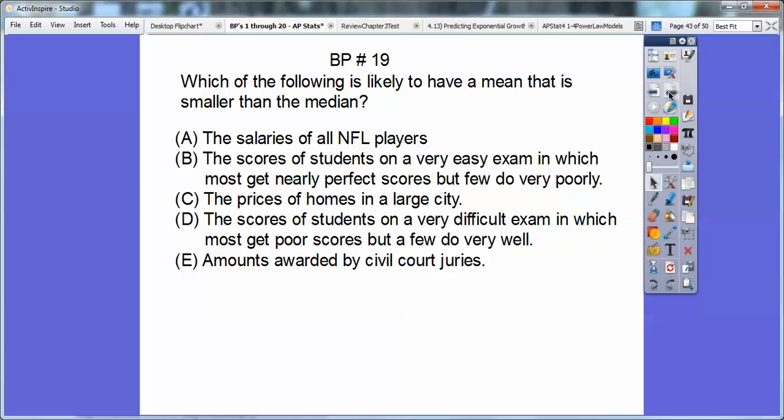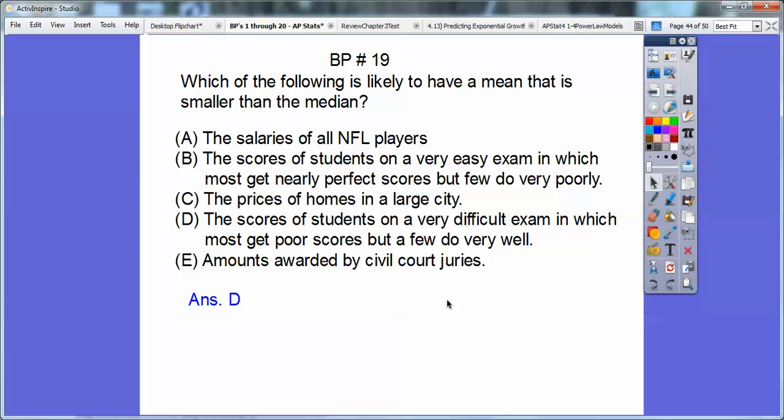Alrighty. Okay, which of the following is likely to have a mean that is smaller than the median? It would be something that is skewed to the left. Okay, salaries of all NFL players. The salaries of NFL players is definitely skewed to the right. It's not that one. The scores of students on a very easy exam, which most get nearly a perfect score, but a few do very poorly. Okay, so it's the one that's going to be skewed to the left, you guys.